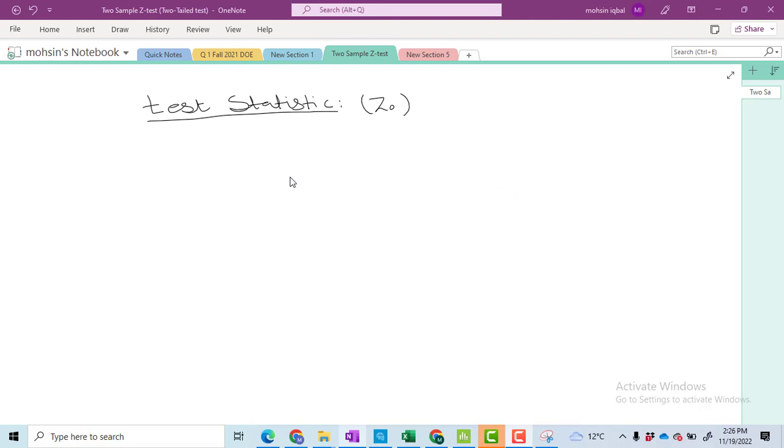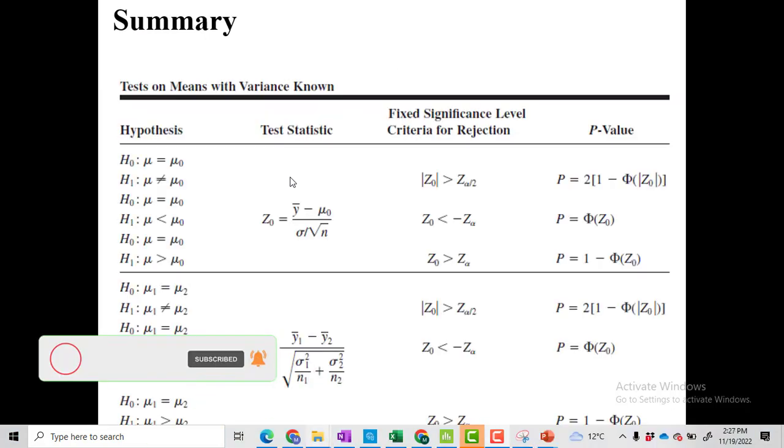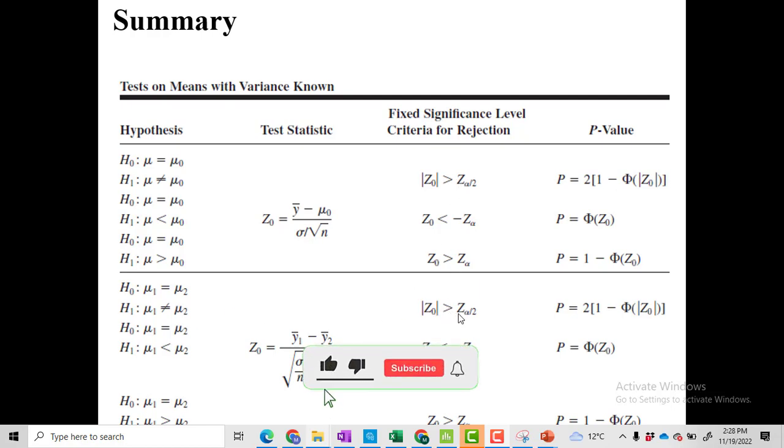I will write the formula for z0 and then put all of the values into the formula. I am following the book Design and Analysis of Experiments by Montgomery, and in it you can see we have two samples. This is the z0 formula, and associated with the case mu1 not equal to mu2, we have our rejection criteria: modulus of z0 is greater than z alpha by 2. If this is satisfied, we reject our null hypothesis. The formula for the calculation of the p-value is p equals 1 minus the probability associated with the modulus of z0. We will go through all this. Let me pick this formula from here.